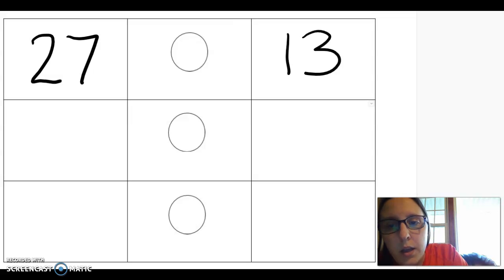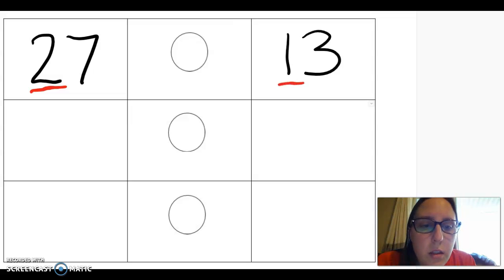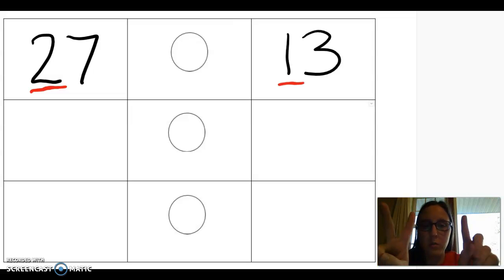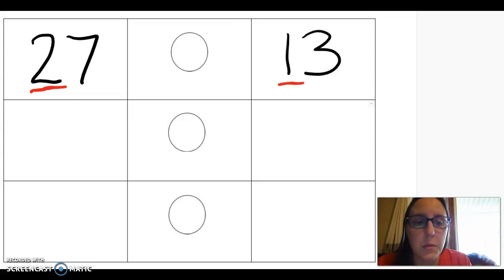So here, I always like to look at the tens place. In the tens place in 27, we have 2. And in the tens place in 13, we have 1. Now, I know that 2 is more than 1. So that tells me that 27 is greater than 13.